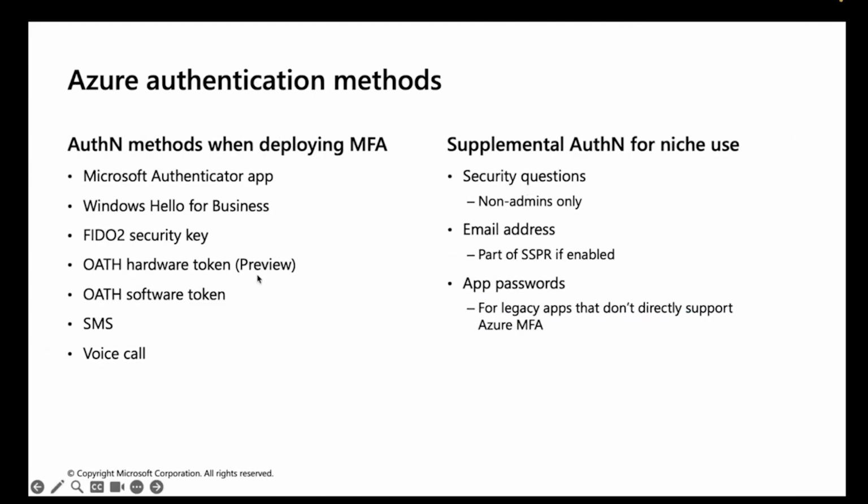So we have many different methods. Also, we have some supplemental authentication options, like security questions for non-admins only, email addresses for SSPR, and app passwords for legacy applications where MFA support is not there. So these are different settings that we can use for an additional layer of verification or security.